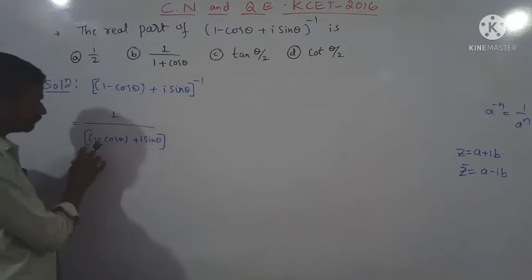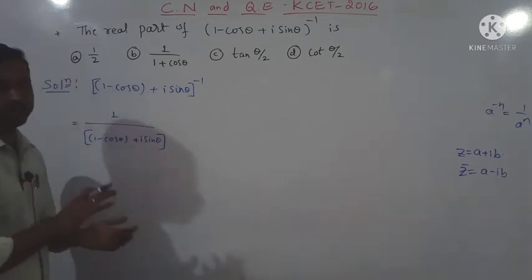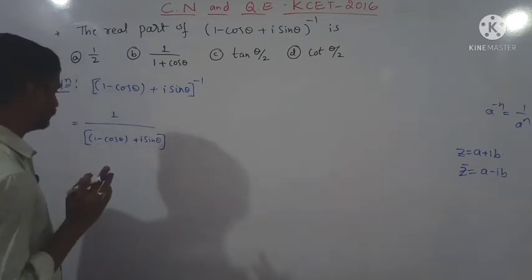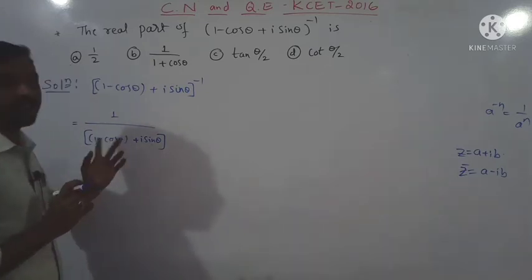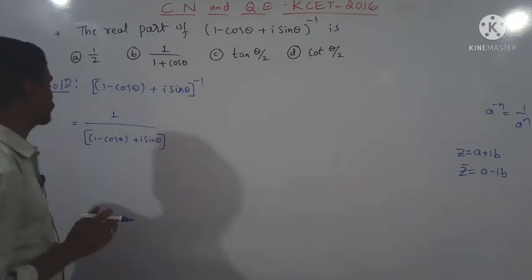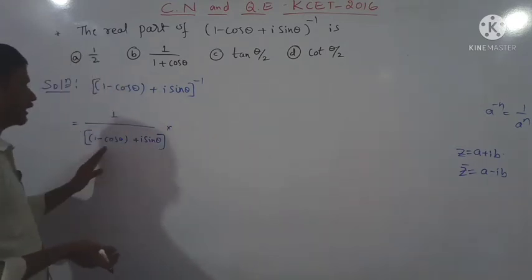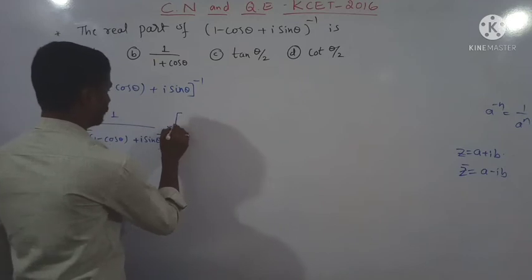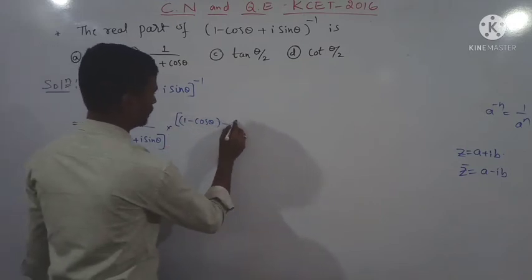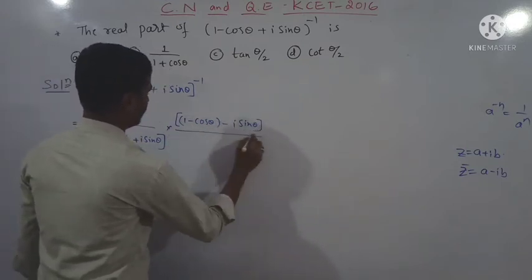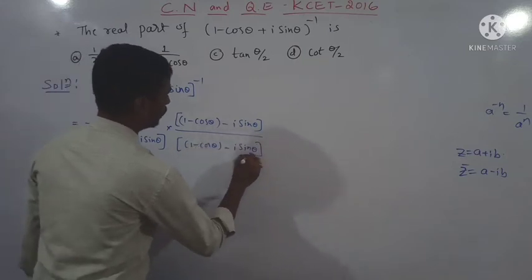The sign that separates the real part and the imaginary part, if it is positive it becomes negative, and if it is negative it becomes positive. We must remember that. So 1 minus cos theta plus I sin theta becomes 1 minus cos theta minus I sin theta. That will be the conjugate of this complex number. So multiplying and dividing by the conjugate of the denominator, I multiply the numerator and the denominator by 1 minus cos theta minus I sin theta. That is taking the conjugate.